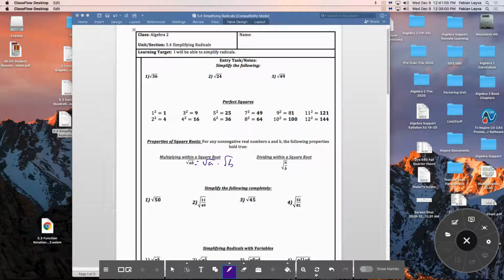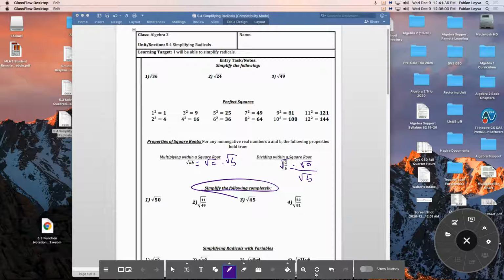And the nice thing about this, it also works with a quotient. If you're taking the square root of a quotient, or two numbers that are dividing, like a and b there, you can divide them separately. Just separate the numerator and denominator, take the square root of both of them, and you can simplify from there. So again, these two properties are going to be absolutely key for today, because we're going to start simplifying.